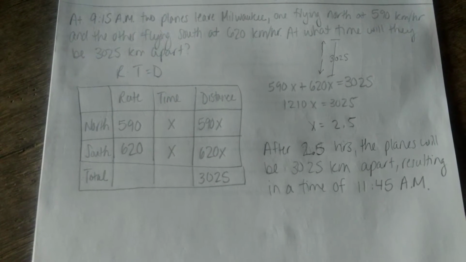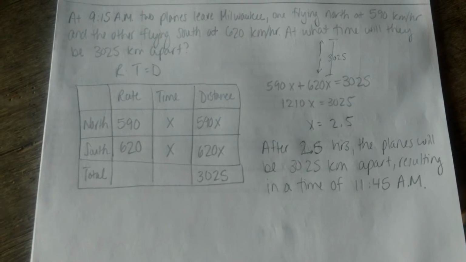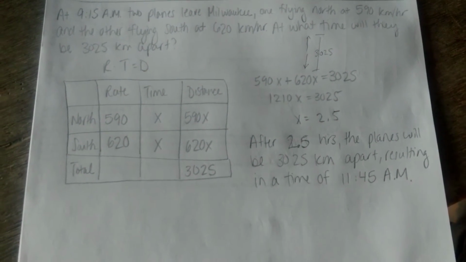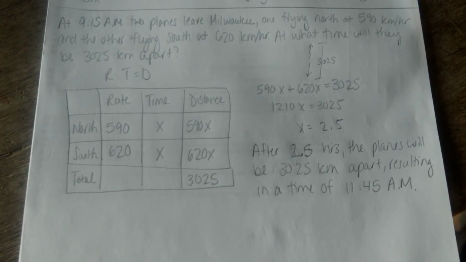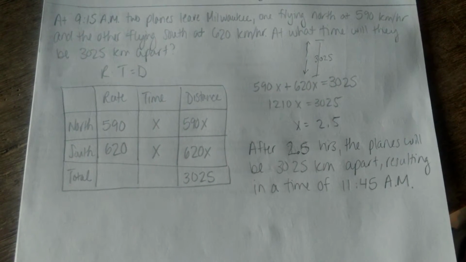Same idea for going south: 620 times x is equal to 620x. This time it gives you a total distance, 3,025. Therefore, you want to add up the north plus the south to give you that total distance of 3,025. When you solve, you end up with x equal to 2.5.